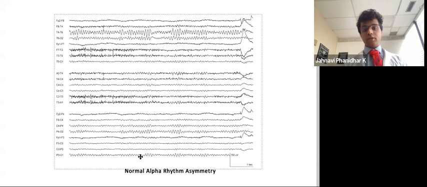There can be some asymmetry in the alpha rhythm activity as shown in this EEG, and it is normal as long as the one with the lesser amplitude is greater than 50% of the normal one. Usually the right one has greater amplitude when compared to the left one, as shown here. The left one, the odd numbers, O1, has lesser amplitude when compared to the right alpha waves, O2.